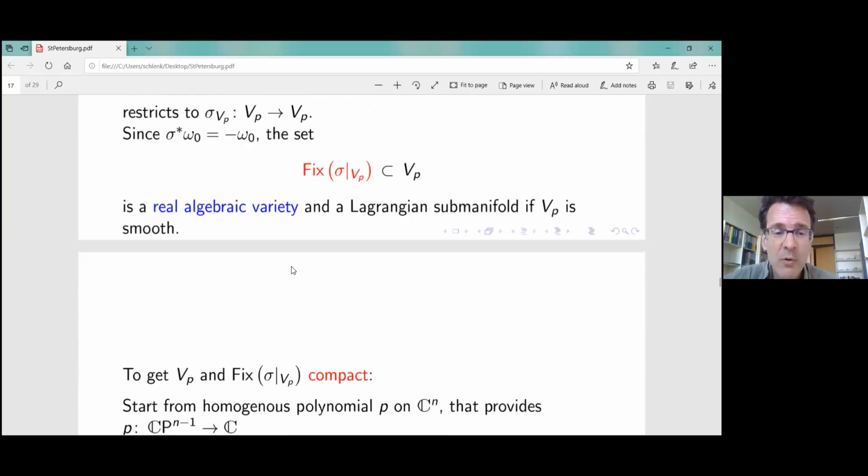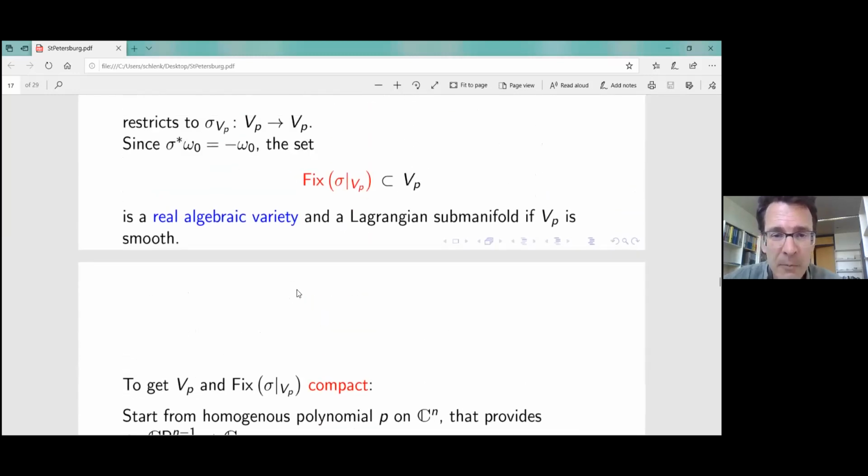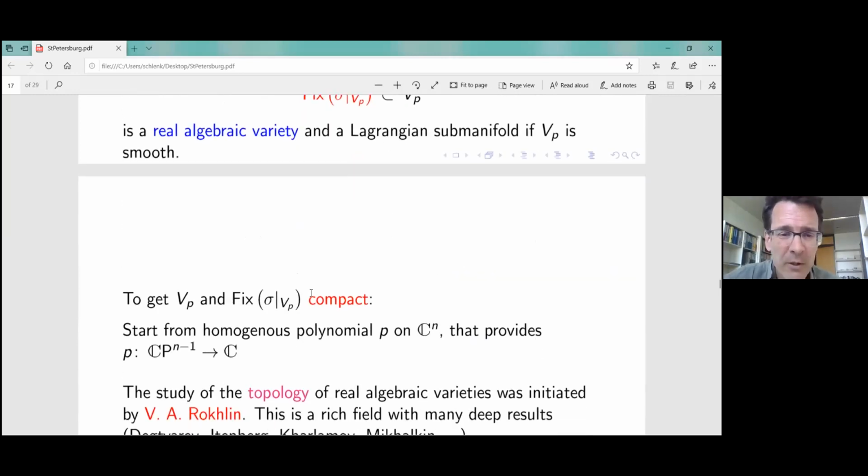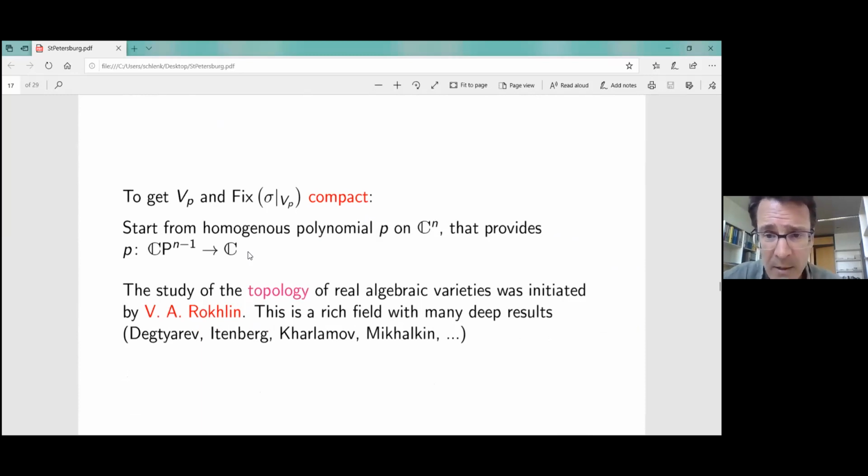So this story is, of course, very famous, right? By the way, maybe you don't like this in C^n because it may not be compact. But then when you want to make it compact, you just start in CP^n and do exactly the same thing with homogeneous polynomials P, right? And this is, of course, in your place, probably still a big story, because Rohlin really initiated the question which topological types you can realize in this way as real algebraic varieties.